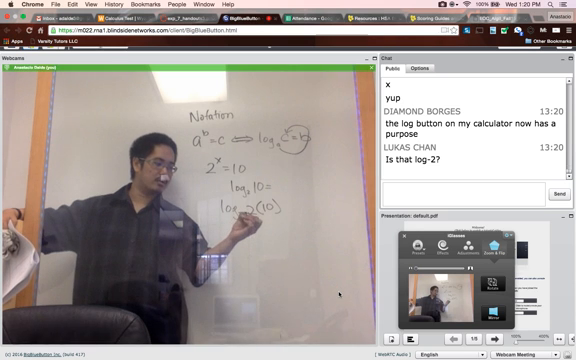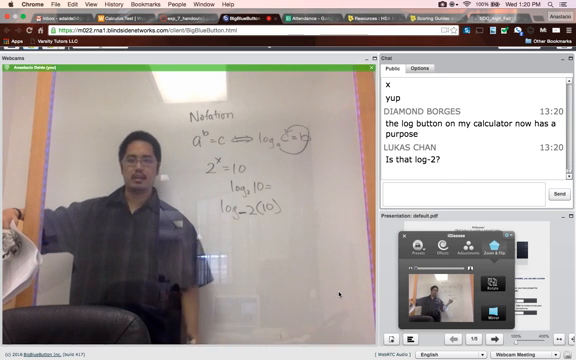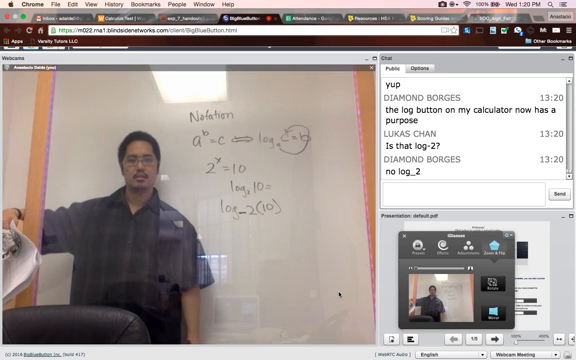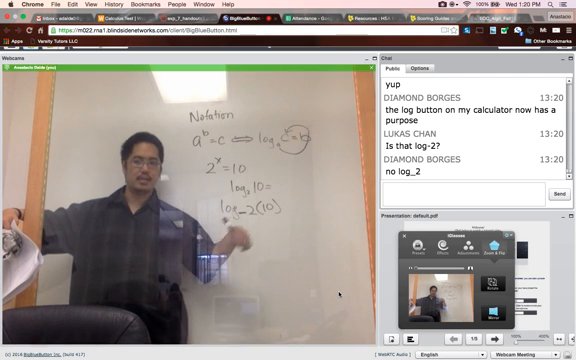No, this is log with a subscript. It's an underscore. Yeah. It's not a log minus 2. It's log base 2 of 10.